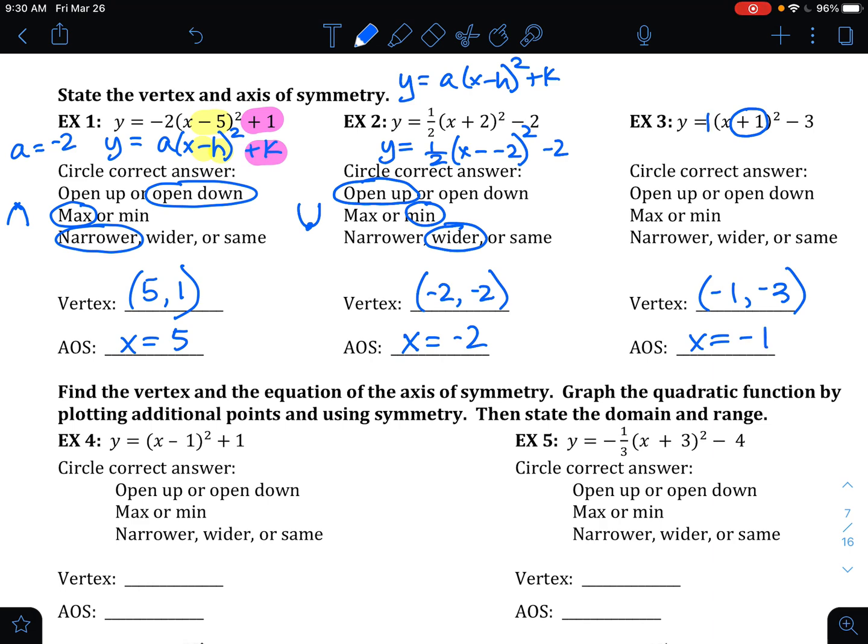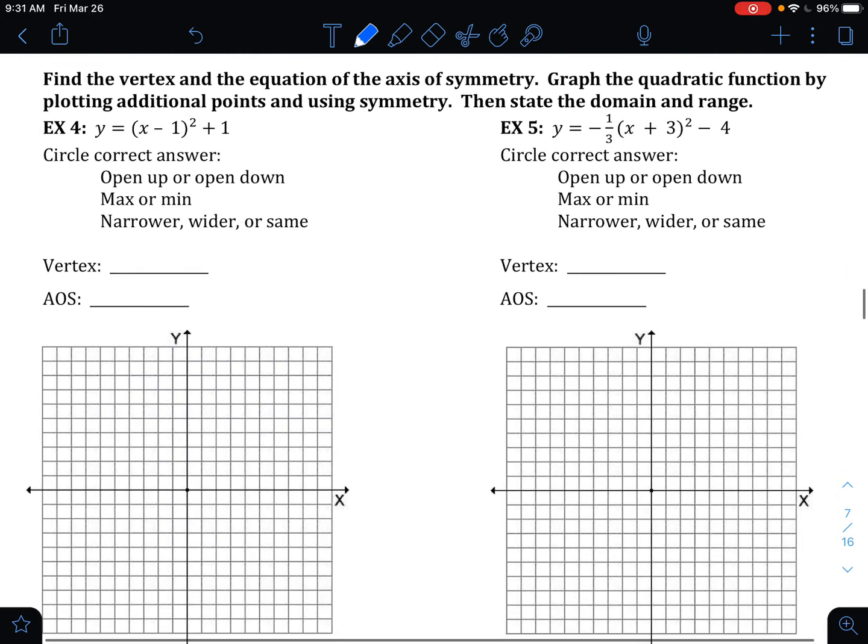Okay, so your a value is 1 out here. So it's opening up, positive number. The vertex then is at a minimum. And it's the same because your parent function is y equals x squared, so that a value is 1. All right, now we're going to bring the vertex in and do our graphing.